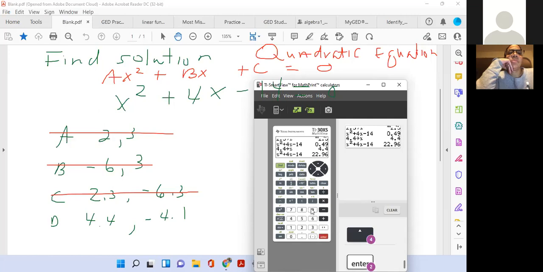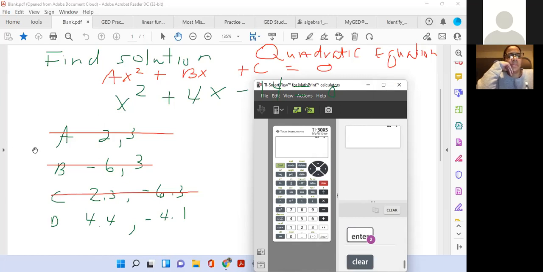Now, wow. That's probably why he was confused. All right, so let me plug them in using the quadratic formula and see if that works. Hold on. 1, 4, minus 14. Hold on for 1 second. Let me clear the screen.